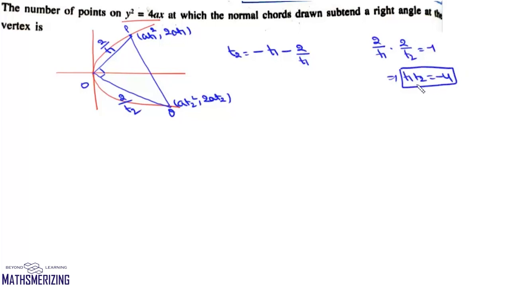Now we need to find how many values are possible for t1. So we can write this equation as t1 t2 equals minus t1 square minus 2. Now t1 into t2 is minus 4. So we can write t1 square equals 2. So value of t1 is plus or minus root 2. So the number of points at which normal chords drawn subtend a right angle at vertex is simply 2.